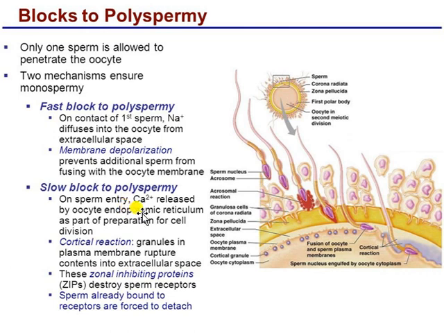First, the second time the sperm enters, Ca2+ is released by the oocyte, released from the endoplasmic reticulum, preparing for cell division. Automatically the sperms can't get entry. Second, the cortical reaction: the cortical granules rupture with the plasma membrane, so the internal secretions of the cortical granules are released into the extracellular space, forming a membrane or extra covering so that the sperms can't penetrate, and that covering is commonly known as the fertilization membrane.